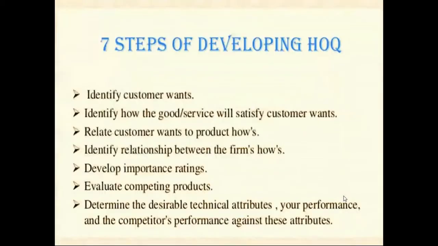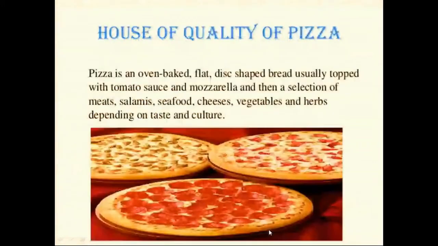Then the working methodology for this, 7 steps: identifying the customer needs, identify how the goods or service will satisfy the customer, relate the customer wants, identify the relationship, then develop the importance ratings, then evaluate the competing products, and determine finally the technical attributes. What is your performance? What is your competitor's performance against these attributes? So this is basically the 7 steps.